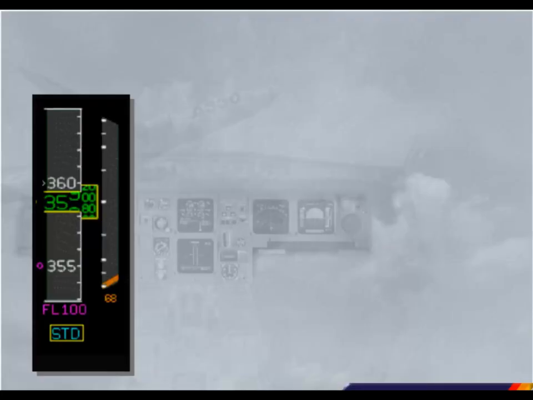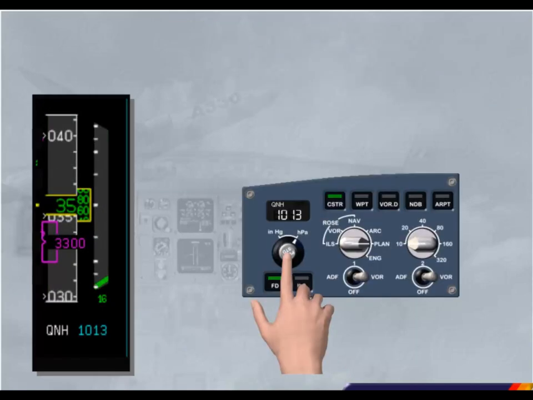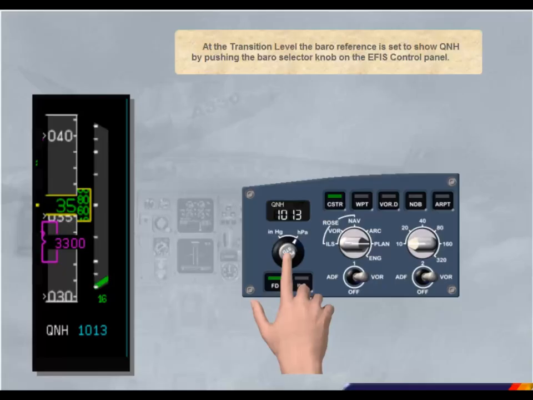This symbol corresponds to the theoretical descent profile computed by the FMGEC. It is displayed from the top of descent to the final interception altitude. The vertical deviation indication is also presented in numerical form on the FMGEC prog page. At the transition level, the baro reference is set to show QNH by pushing the baro selector knob on the EFIS control panel.